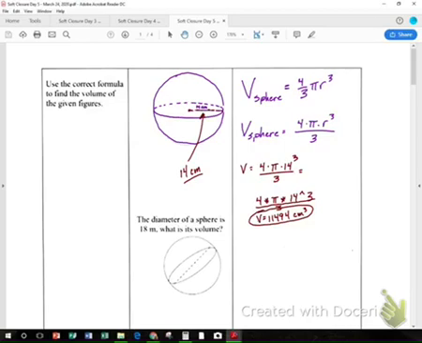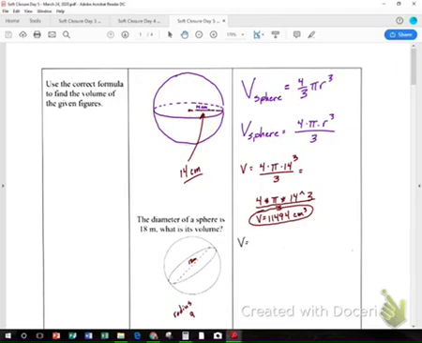Okay, next one. What is the diameter of a sphere? The diameter of a sphere is 18 meters. What's the volume? So the diameter here is 18 meters. That's not the radius, though. The radius is half of that. Half of 18 is 9. So the radius is 9. That's the only number I need. Plug it into the formula.